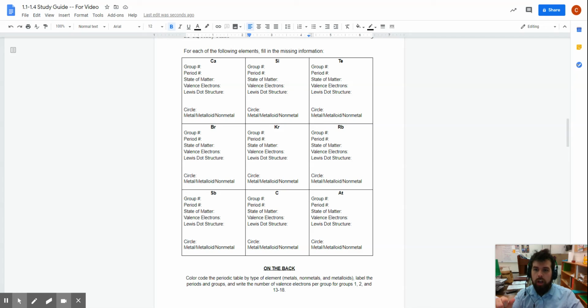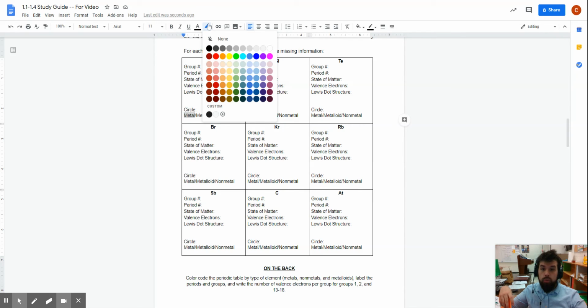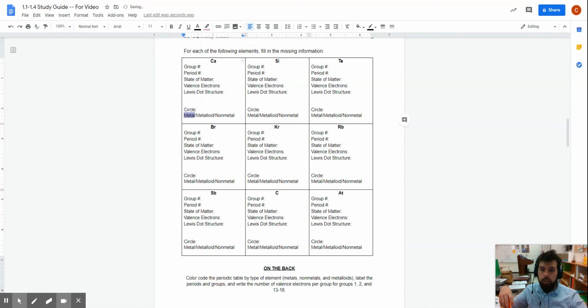Okay, so I've got this element calcium here. I need to find the group number, the period number, the state of matter, the valence electrons, the Lewis dot structure, and I need to circle if it's a metal, metalloid, or non-metal. I always like to do this by picking the thing that is the easiest to figure out. Calcium, it's to the left, it's in this region of the periodic table, so I know it's a metal. Instead of circling, I'm just going to highlight again. Let's pick a nice pink color. Boom. Look at that.